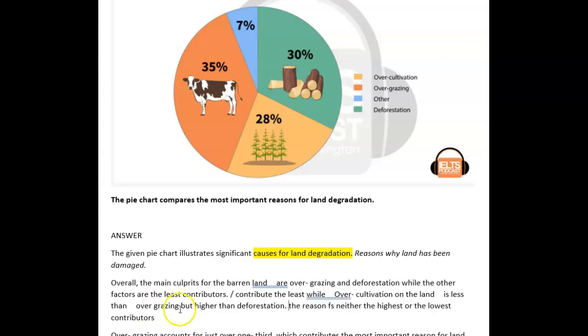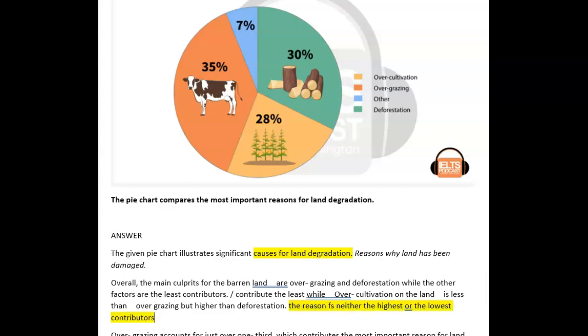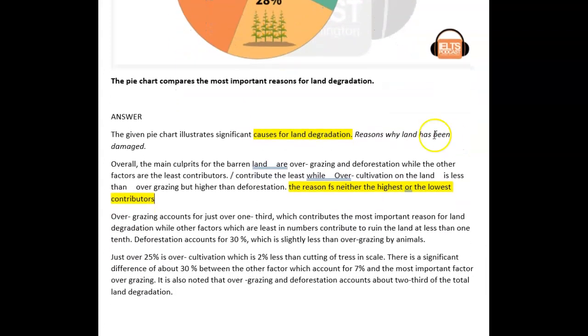You're just giving me that overview there. Okay, I think to say it's neither the highest or the lowest is a little bit in between. And also here you've got the chance to use while as a connecting word and is less than but higher, which is quite nice on the grammatical structures there. Overgrazing here just accounts for 1/3, which contributes to the most important reason for, yes, while other factors.